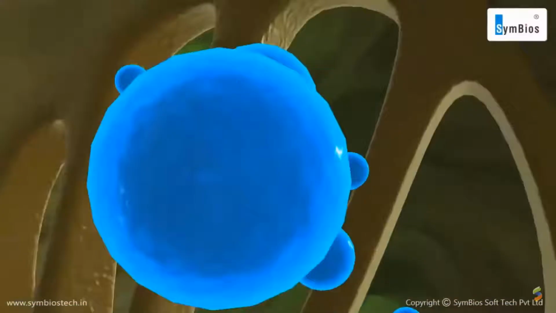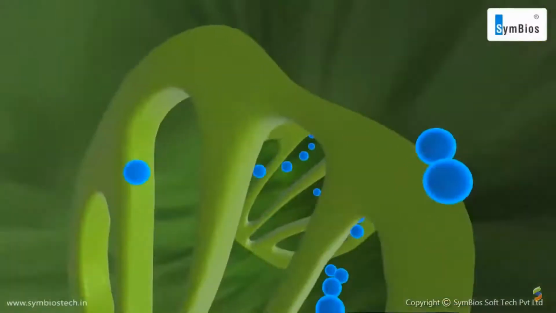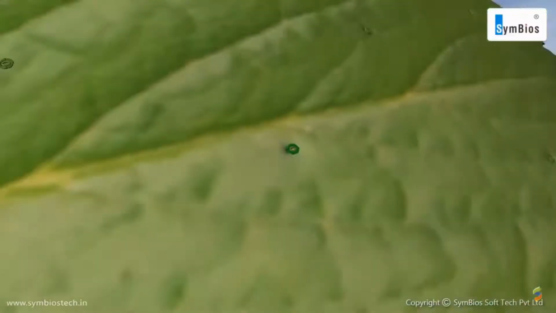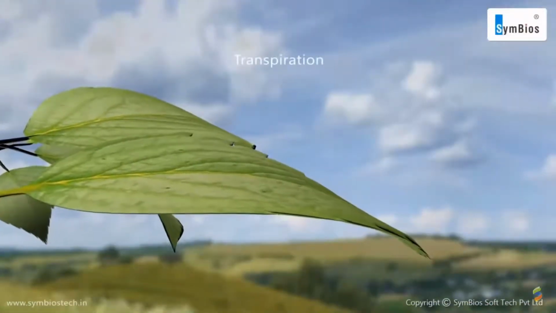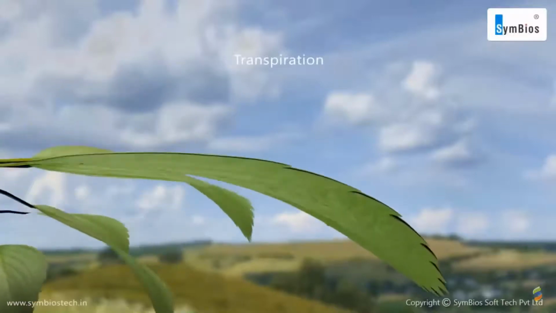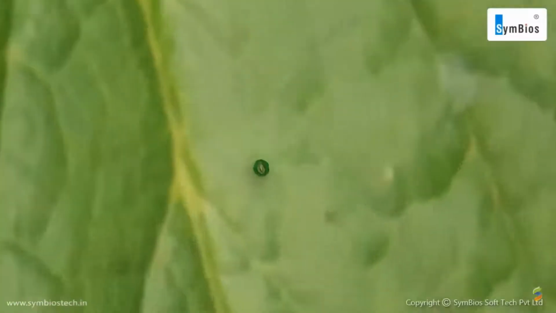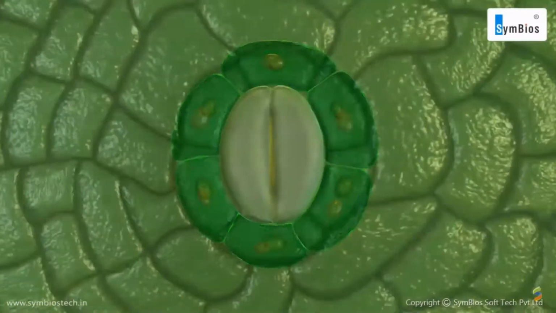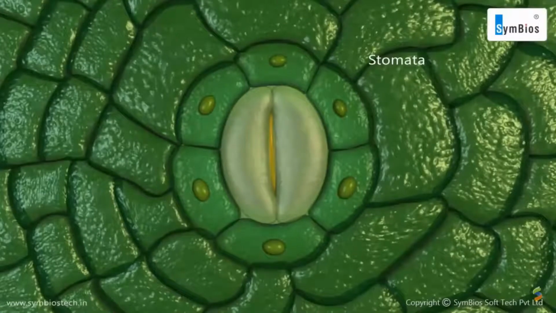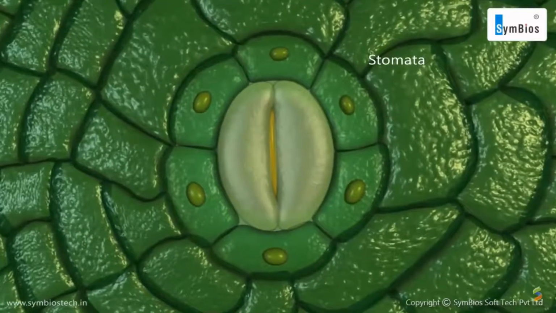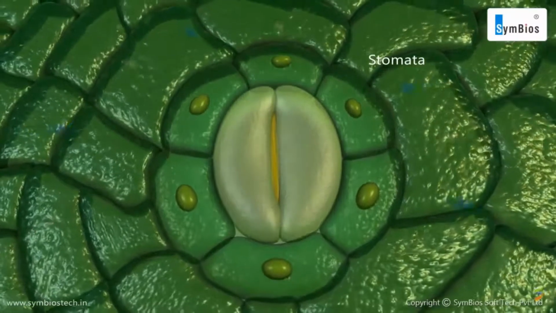About 95% of the water absorbed is lost through the stomata present in the leaves. This process is known as transpiration. The number of stomata is more on the lower surface of leaves. If transpiration happens throughout the day, then there will be a great loss of water. This is controlled by the stomatal opening and closing mechanism.